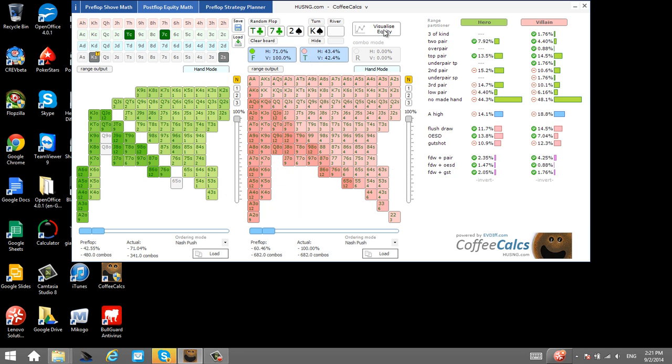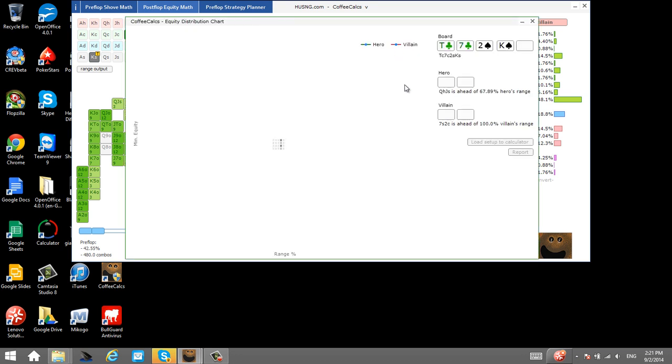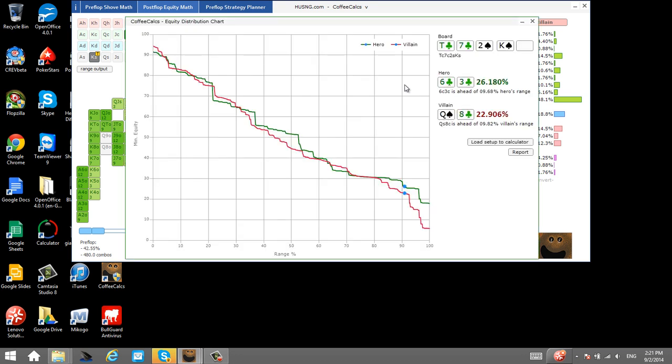So I can immediately see how things went from the point where we called to when the King of Spades comes. Is this a good card for me? We can see that it's probably a pretty good card. We improved quite a bit. We can see that now, after we call and the King of Spades comes, our hero is probably slightly in the lead in some sense.